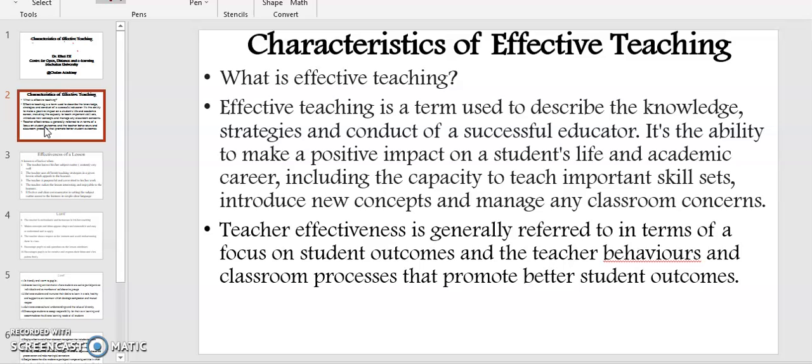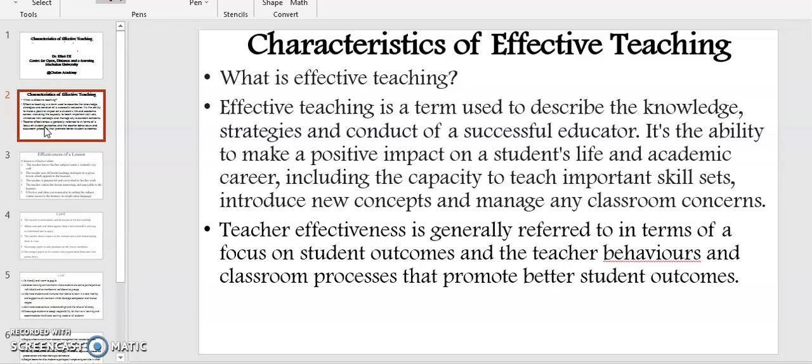Now, what is effective teaching? Effective teaching is a term used to describe the knowledge, strategies, and conduct of a successful educator. It is the ability to make a positive impact on a student's life and academic career, including the capacity to teach important skill sets, introduce new concepts, and manage any classroom concerns.